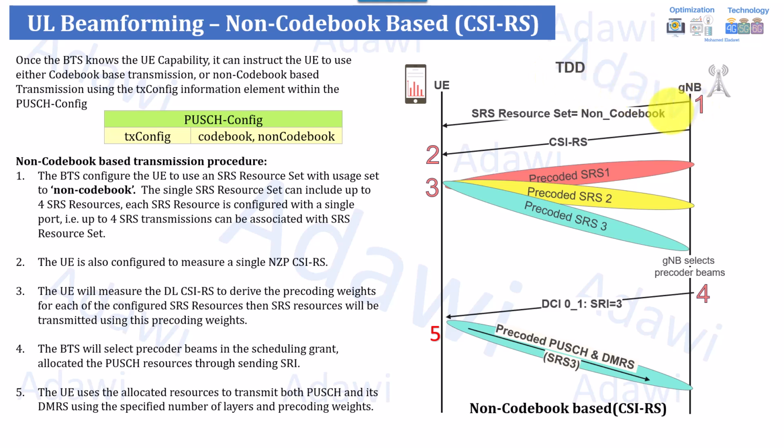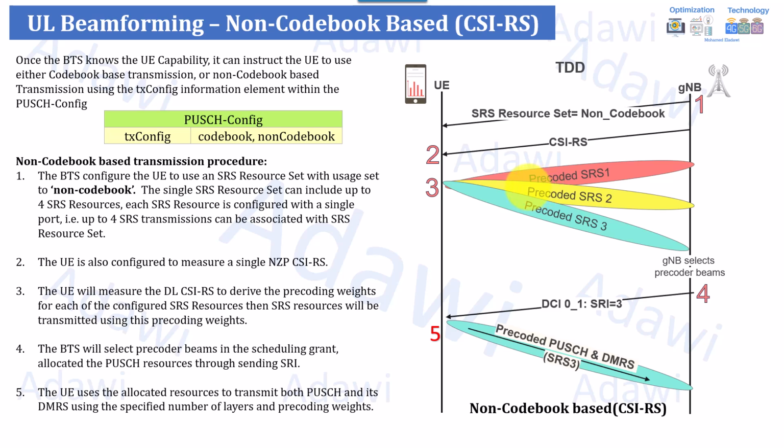Once the gNB knows the capability, it will check, for example, if channel reciprocity is assumed and non-codebook is suitable for the user. So it will send the RRC reconfiguration message, and this RRC message will have an SRS resource set. Usage will be set to non-codebook, and under this SRS resource set, it will include a number of SRS resources, which can be configured with a single port up to 4. For example, within this, the SRS resource can have 1, 2, 3 or 4 ports.